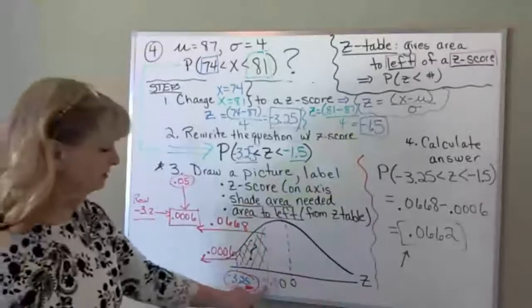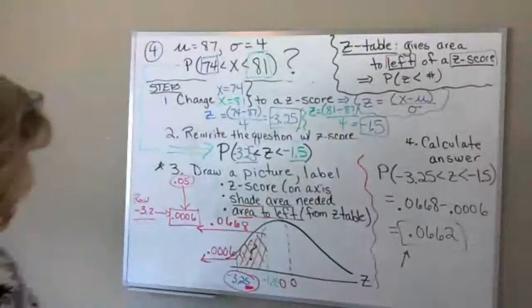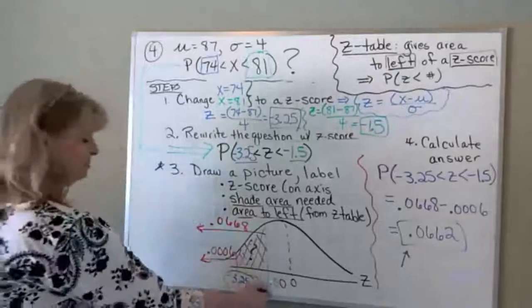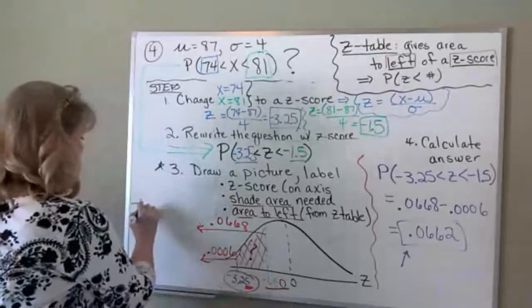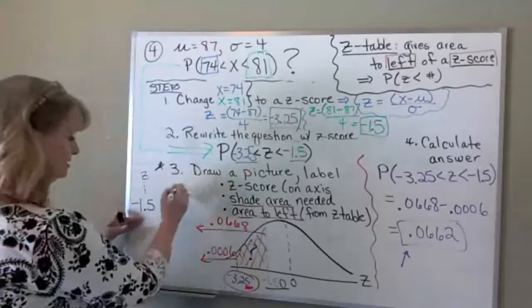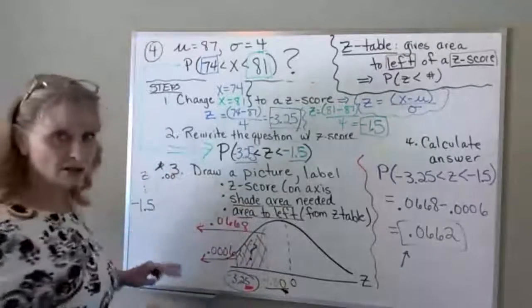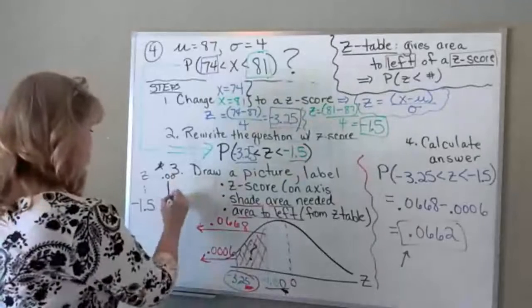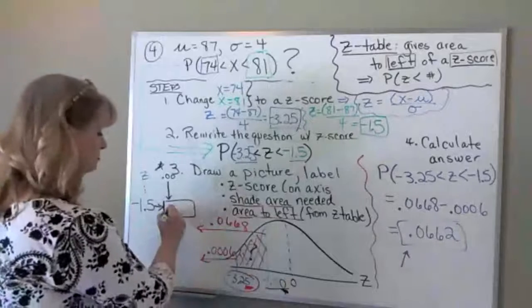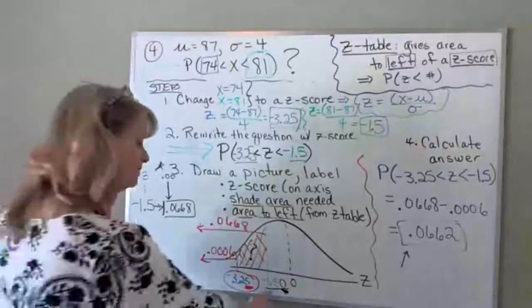And then I did the same thing for negative 1.50. So if I'm looking up the area to the left of negative 1.50, I look up negative 1.5 under the z, and then across the top, since that number is a 0, I only look at the 0.00, which is the first column. I'm looking here, this row, that first column, the number that's in there is 0.0668. And that's the area to the left of that z-score.